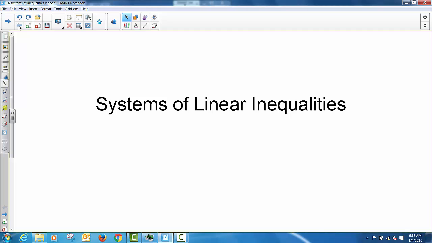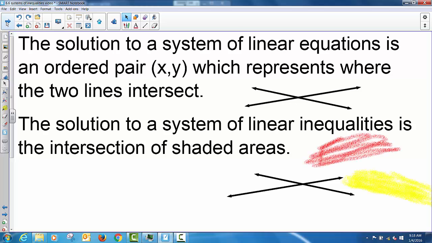Okay, today we will be studying systems of linear inequalities. Now, what we have been studying are systems of linear equations, and the solution to a system of linear equations is an ordered pair, an x and a y, which represents where the two lines intersect.